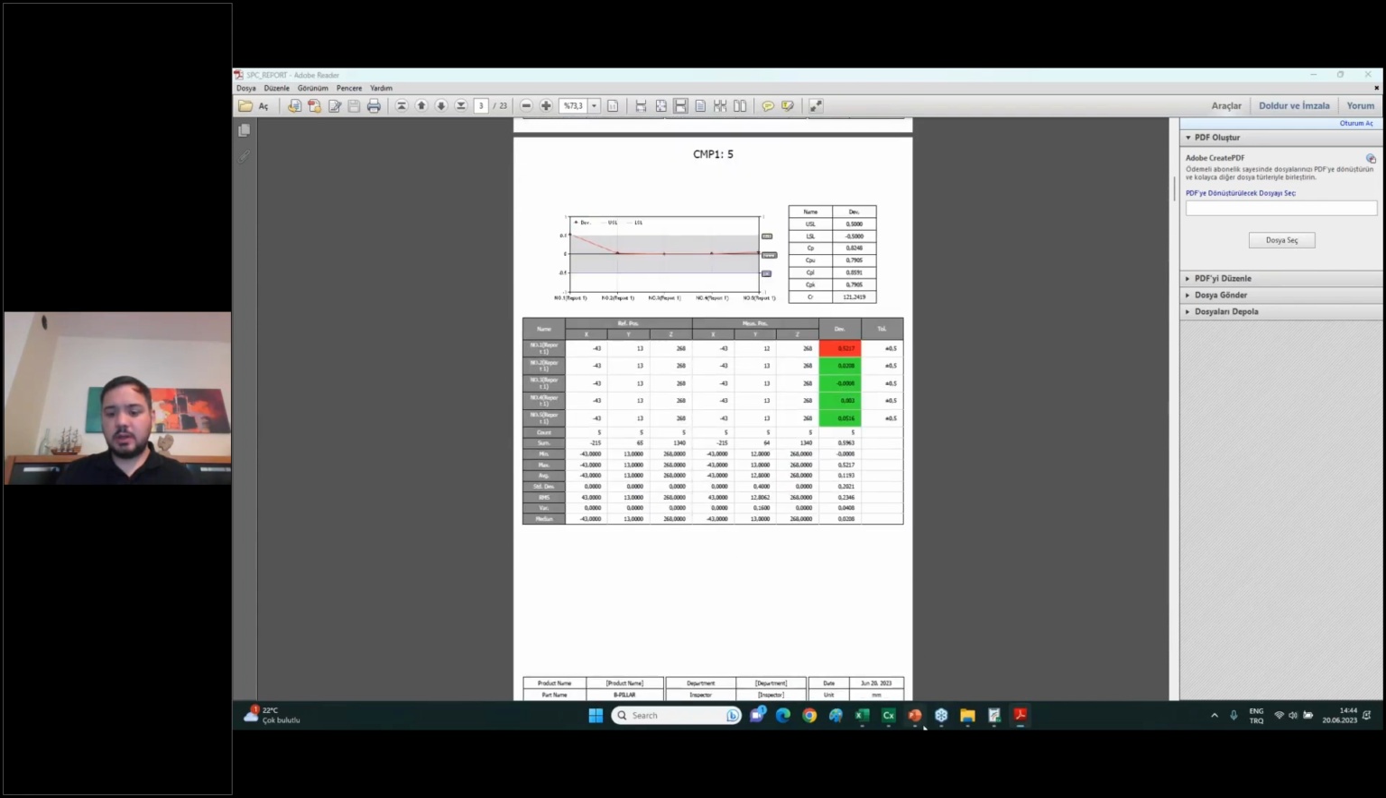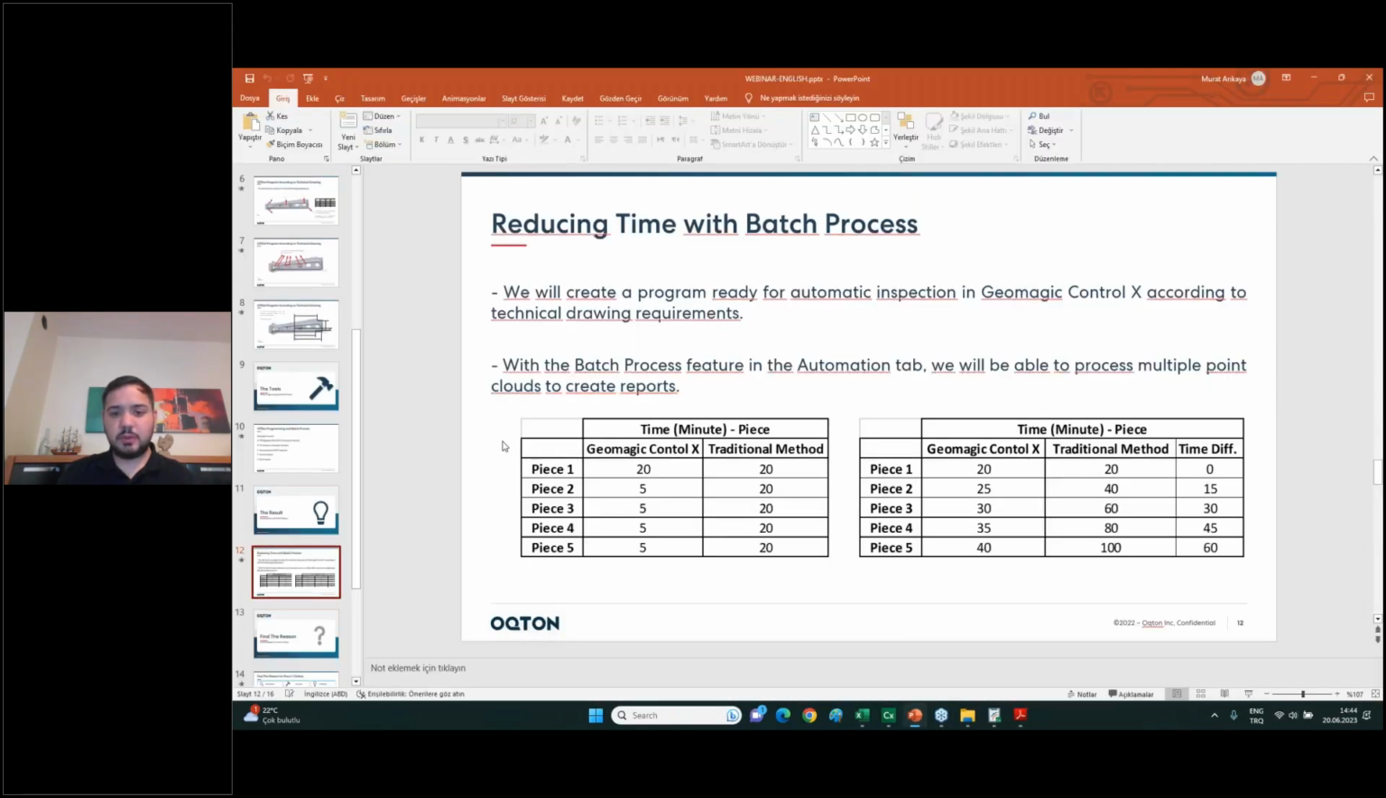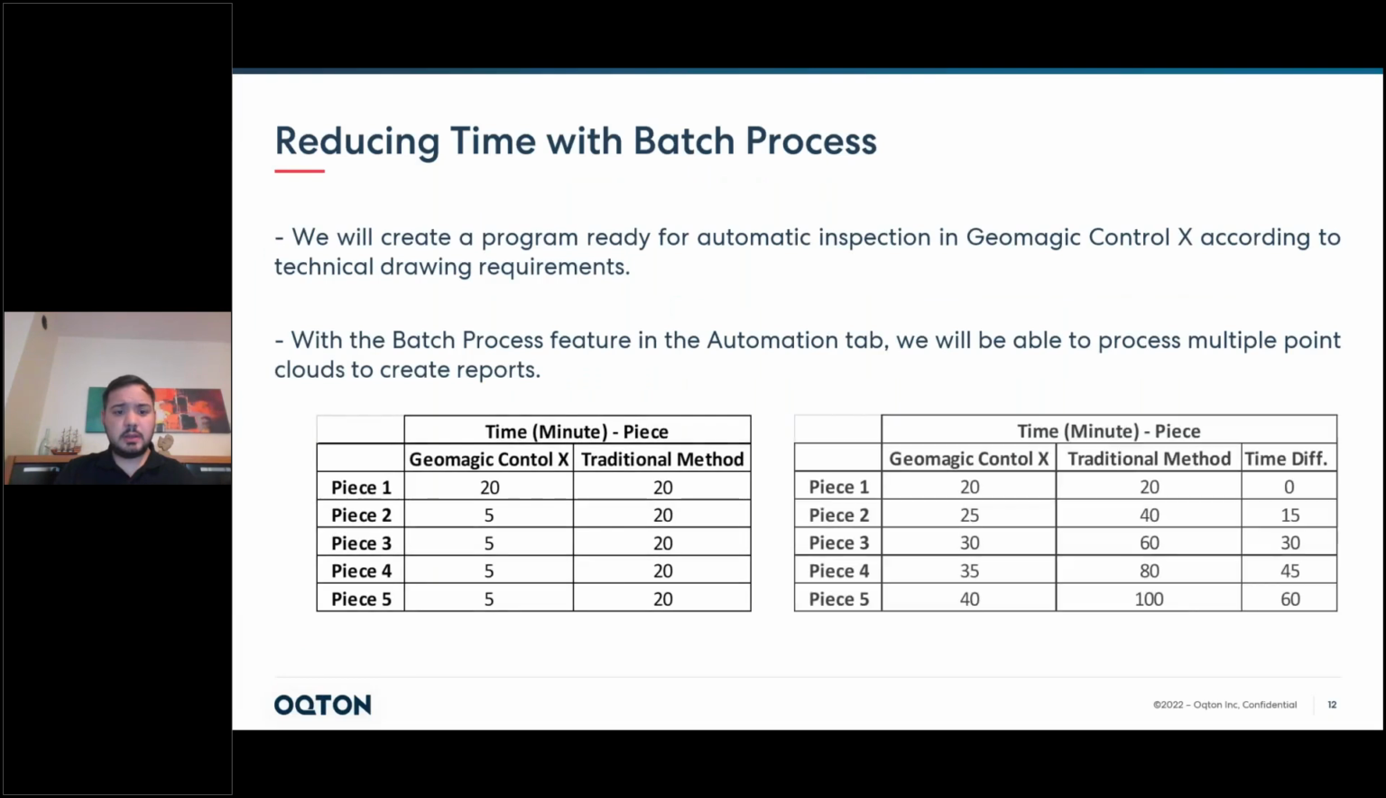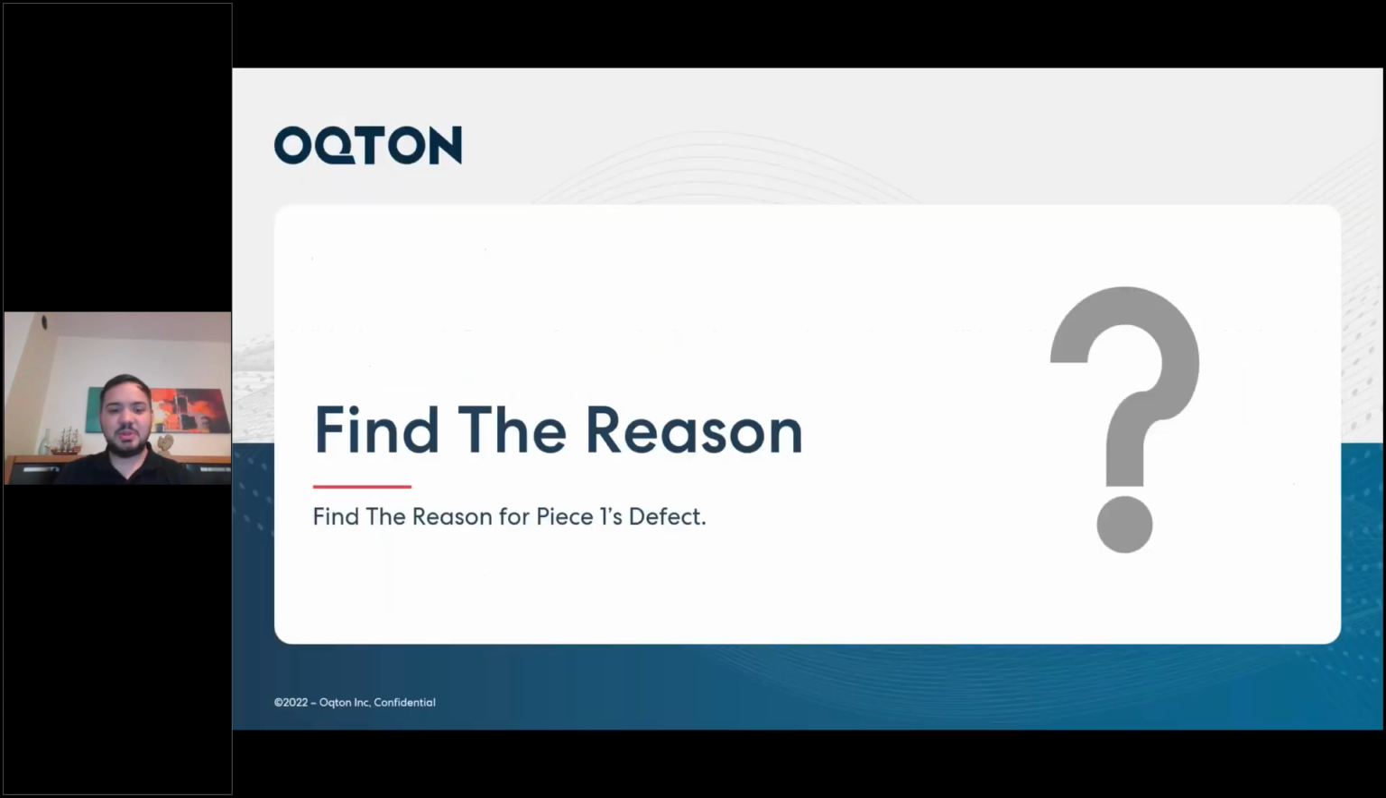Now, we have a conclusion for this section of our presentation. Now we have a time difference between traditional and geometric control. But there is a problem. On the first piece of our parts, there is an ambiguous defect. So what is the reason for it? Can we find the reason? Yes, actually we can find it.